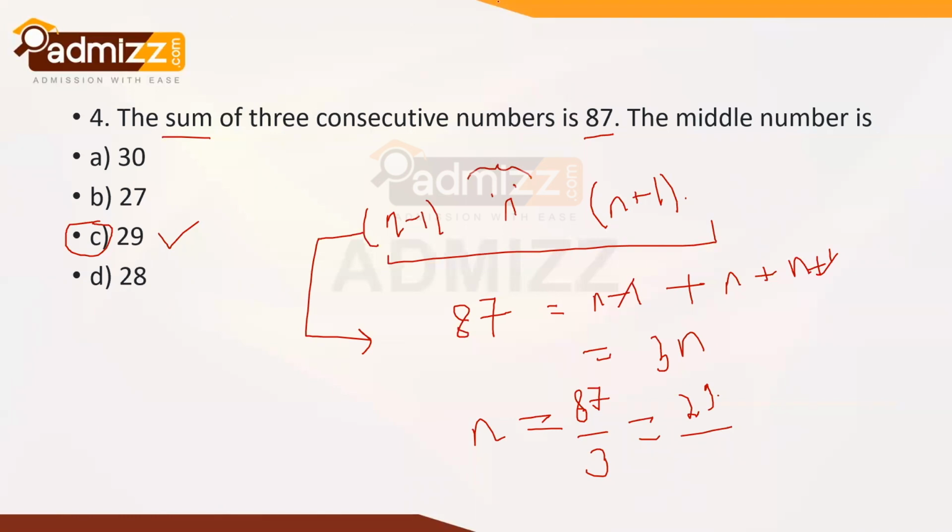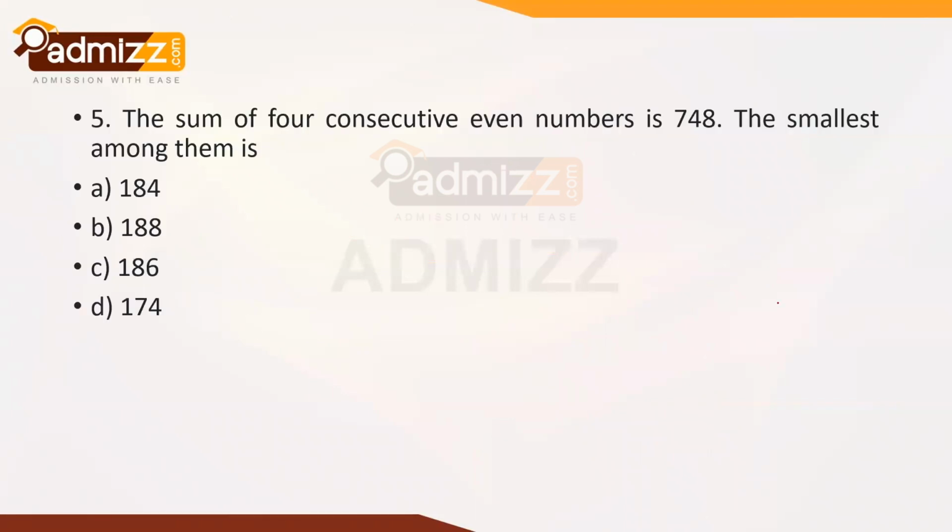All right, I'm assuming yes. So with this done, let's move on to the fifth question. The sum of four consecutive even numbers is 748. The smallest among them is. All right, so let's solve this.